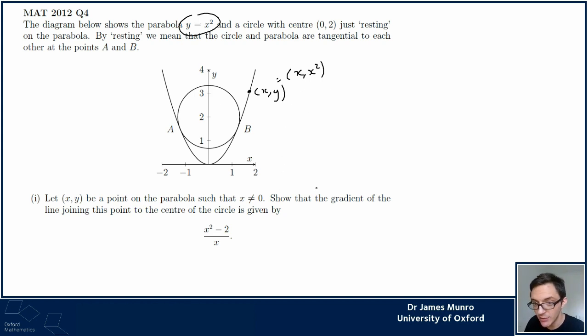Show that the gradient of the line joining this point to the centre of the circle, the centre of the circle is over here at 0, 2, is given by that. This is testing, do you know how to find the gradient of the line? Back in my day we'd call this sort of C1, the first unit of A-level maths, this kind of thing about finding the gradient of lines. Brilliant. I know that C1 is not so much a thing anymore because you don't have units anymore.